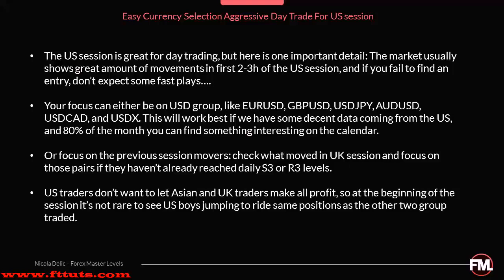Easy currency selection for aggressive day trade for the US session. The US session is great for day trading, but here is one important detail. The market usually shows a great amount of movement in the first 2 to 3 hours of the US session open. And if you fail to find an entry, do not expect some fast plays. Your focus can either be on the dollar group, like Euro USD, pound dollar, dollar yen, Aussie dollar, dollar CAD, and the dollar index. This will work best if we have some decent data coming from the US, and 80% of the month you can find something interesting on the calendar.